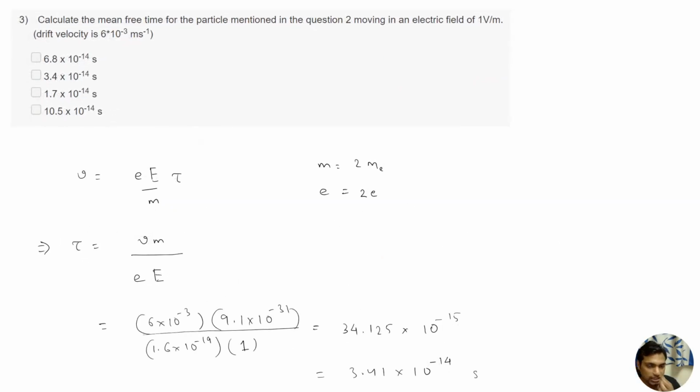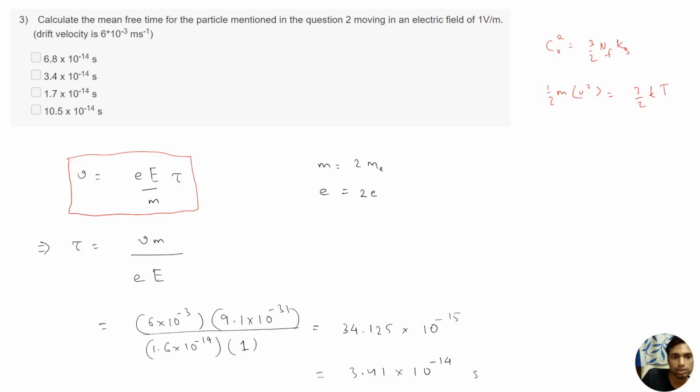So, calculate the drift mean free time of the particle mentioned in question 2. So what is the mean free time? This is another formula we learnt in the last class. This formula is really important. What are the three formulas we have already dealt with? 3 by 2 NkBT, and half m v square is equal to 3 by 2 kBT, and another formula. And here what you want to find is tau.